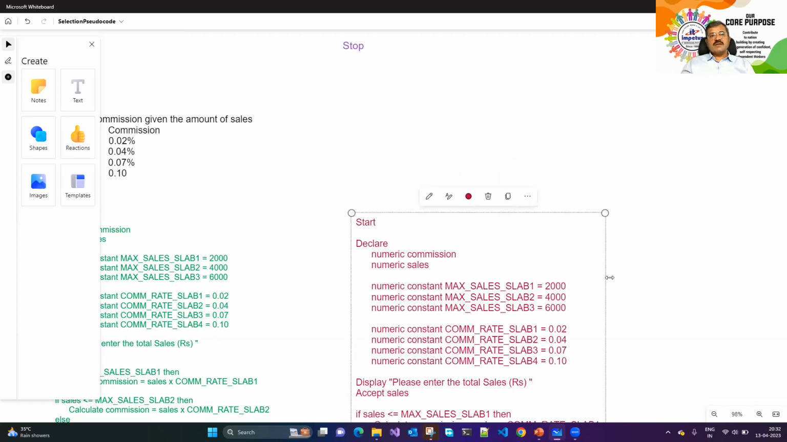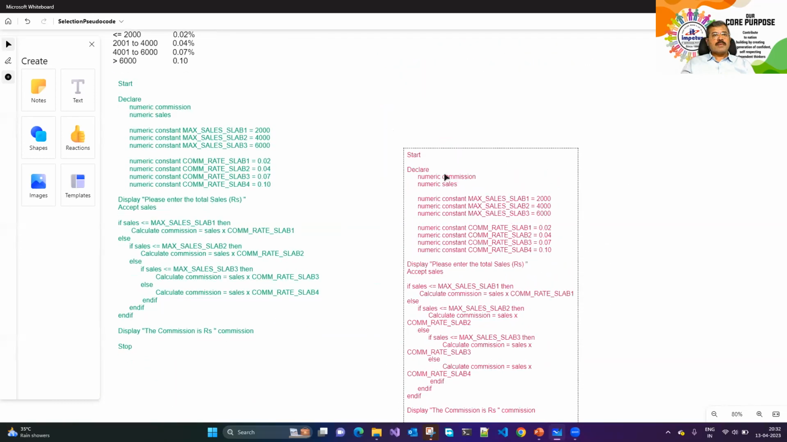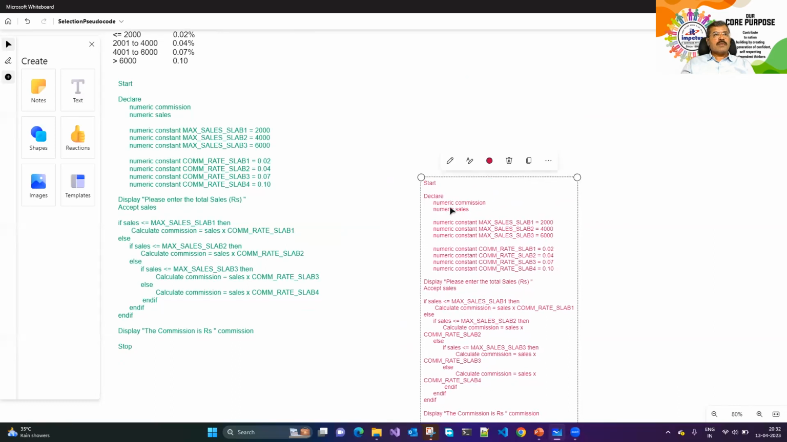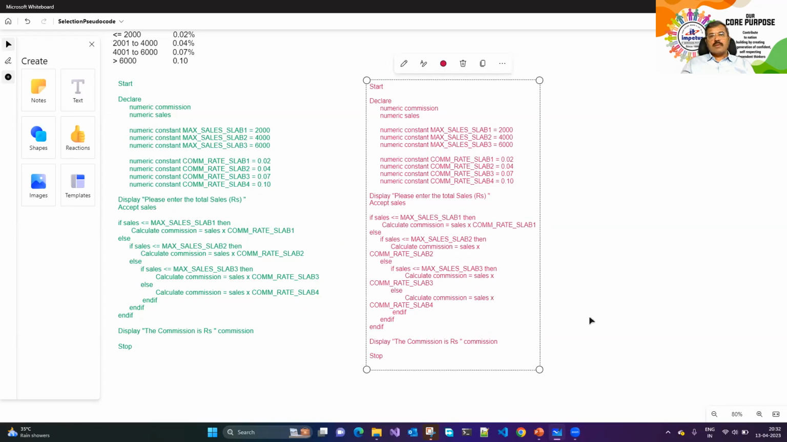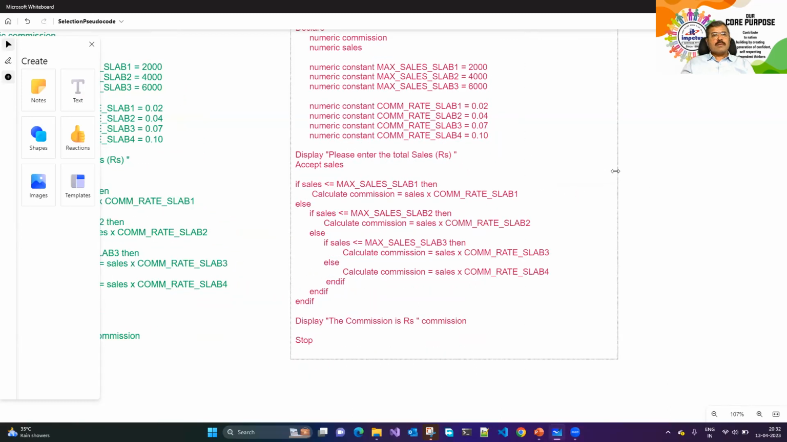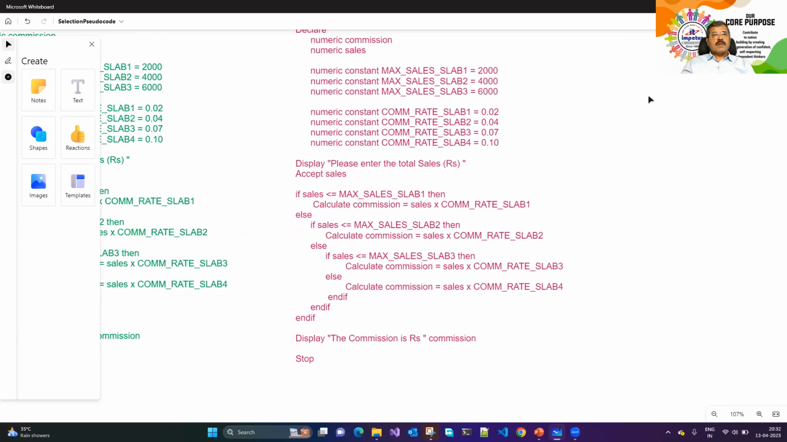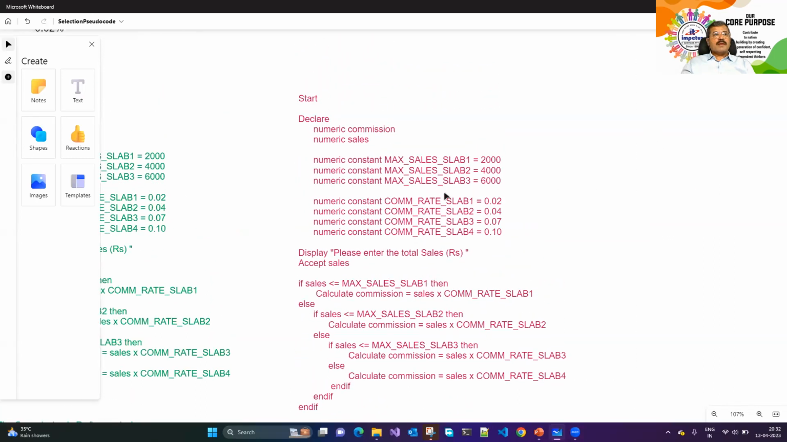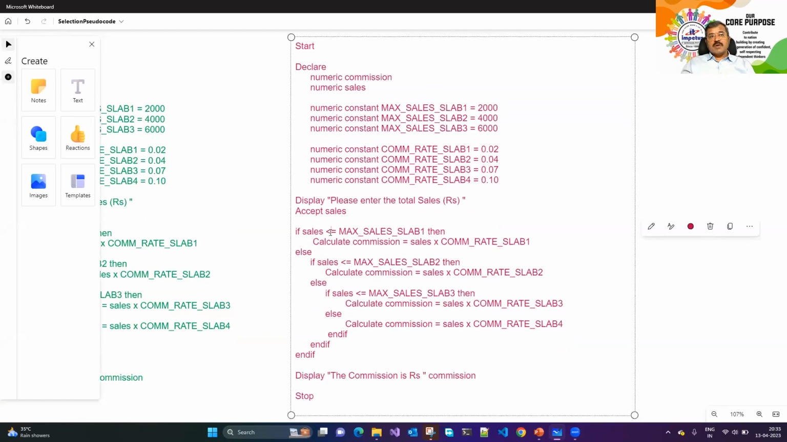I'm going to write the same solution using this negative logic. Let's see how it looks. Problem is the same. Let's see how it will go. So we have all the variables that we have defined. Slab 1, slab 3, I accept the sales. And here I'm going to put across the condition in a slightly different way.